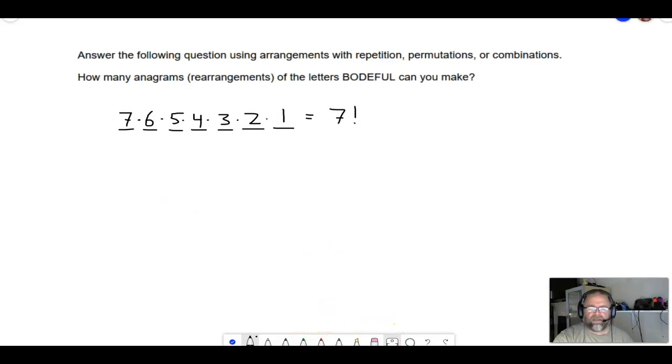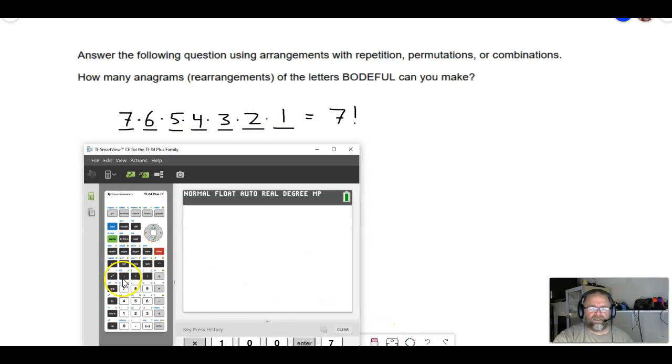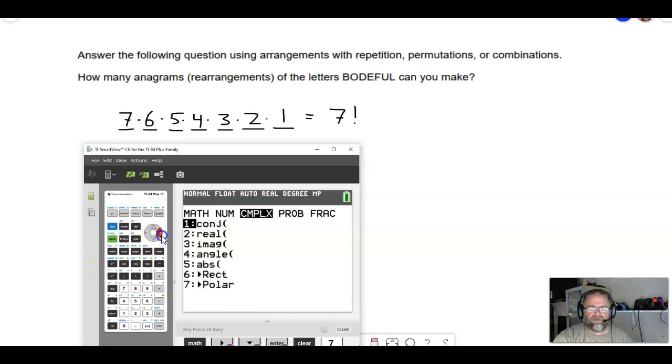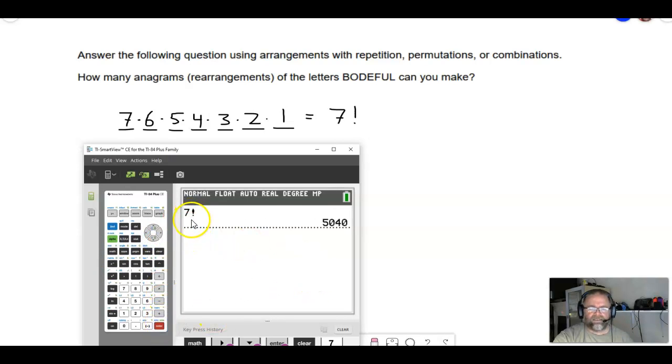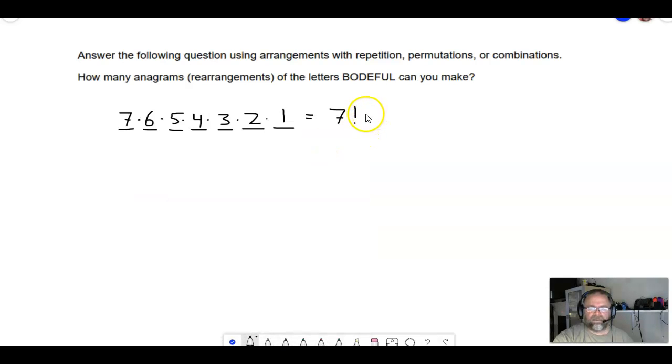And instead of writing all that out in my calculator, I can just do 7, and if I hit the math button and go over to probabilities, you see the exclamation point. That means factorial, and that's multiplying 7 times 6 times 5 times 4 times 3 times 2 times 1. So that means there are 5,040 different possible combinations. All right.